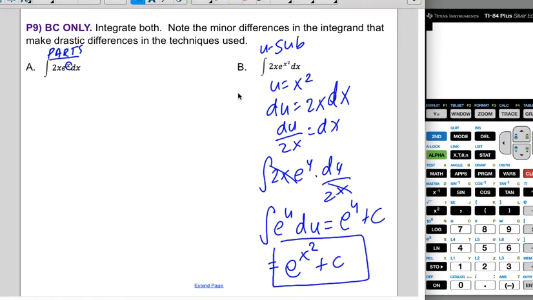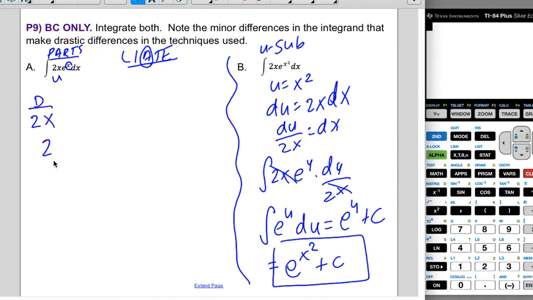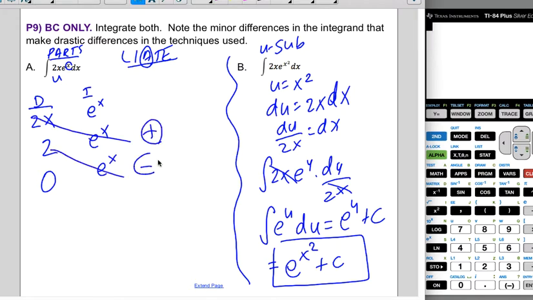So no BC scale needed, right? That's an AB scale. This one's parts, right? So I use LIATE to pick my u. I say, okay, so u must be the algebraic function. And then if I want, I can use the shortcut here because conveniently my u derives away to 0. So I'm deriving a 2x to get a 2 to get a 0. What I'm going to be integrating is the e to the x, which is also super convenient because it just integrates to e to the x. I'm going to get a plus and then a minus. So my answer is going to be 2x e to the x minus 2 e to the x plus c.